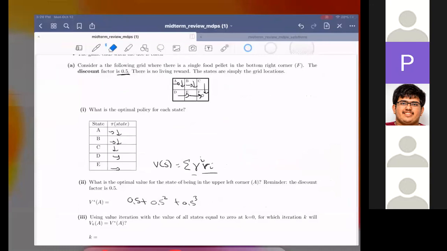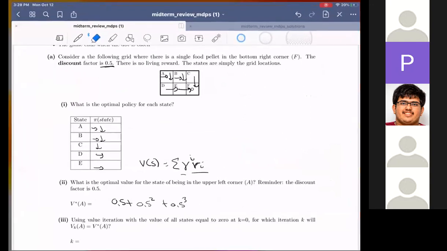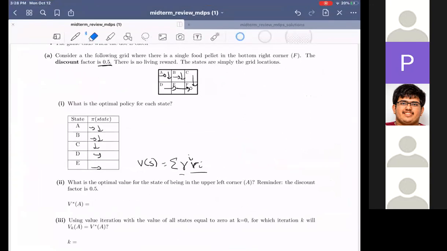Okay, it is back. So what we do is we go from A to B, and that gives us reward 0. Then we go from B to C, and that gives us gamma times reward 1. And then the next one, which is going from C to F, gives us gamma squared times 1.